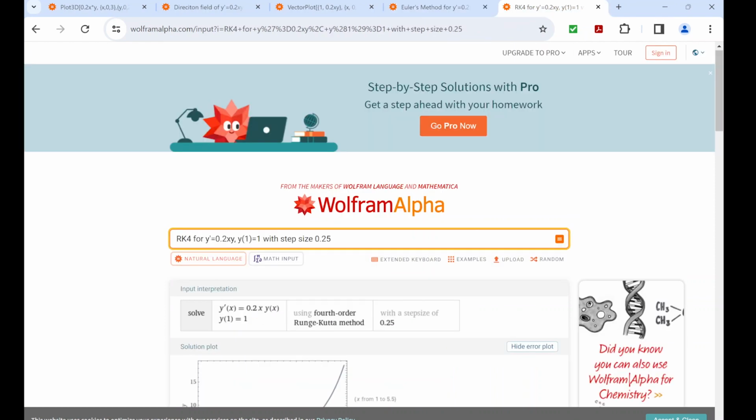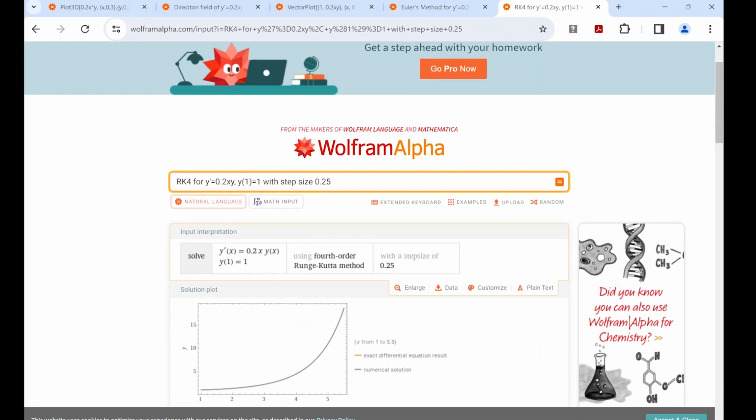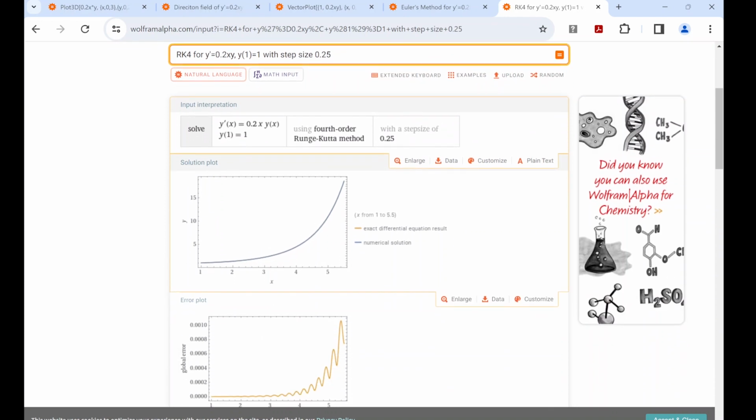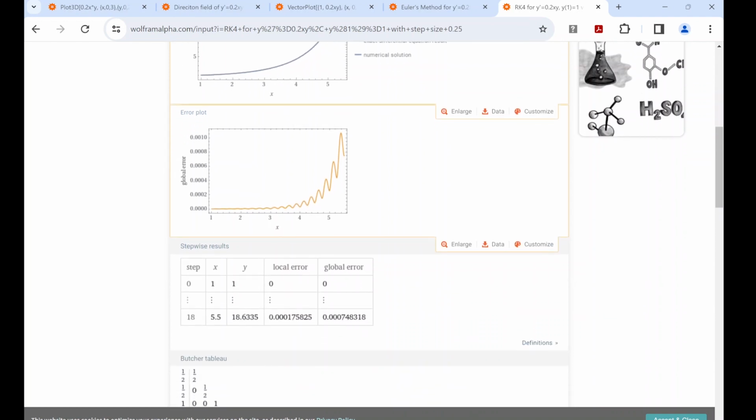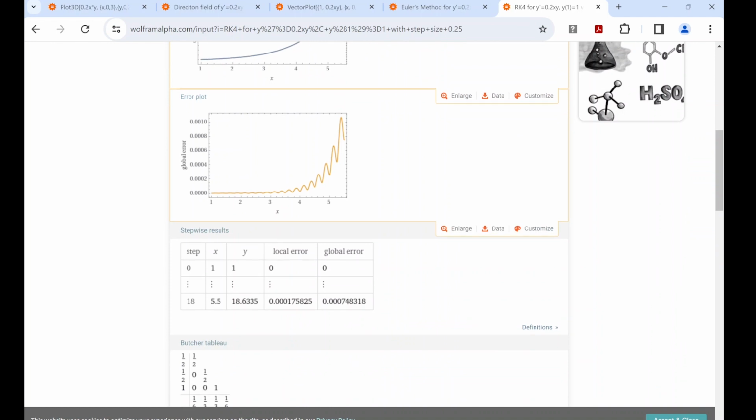And finally, we could even tell Wolfram Alpha to do Runge-Kutta of order 4, fourth order, for the same differential equation. And this here is the error. Look at that, the exact solution. You could barely see the difference between the exact solution and the numerical solution because it's pretty good, okay? And so here you'll get step sizes using the Runge-Kutta method.